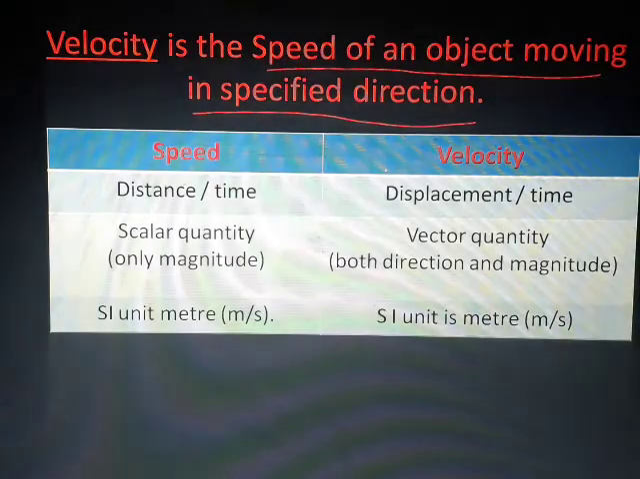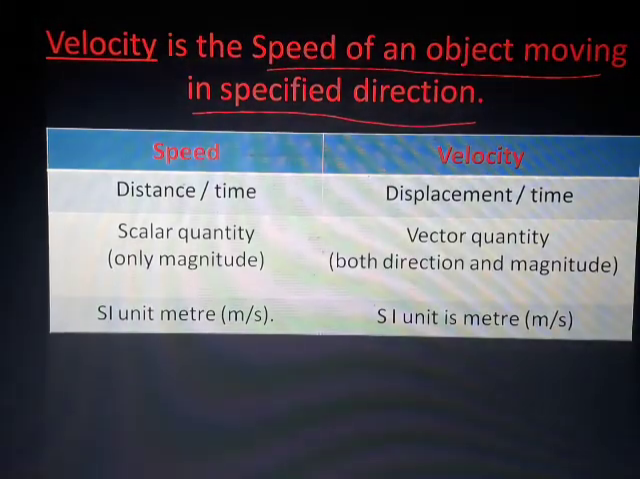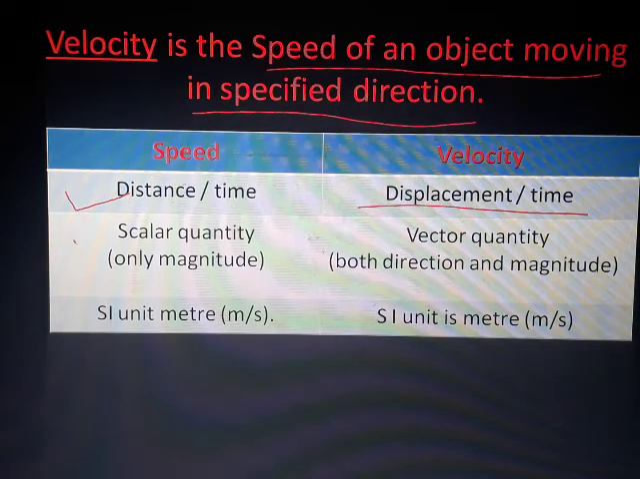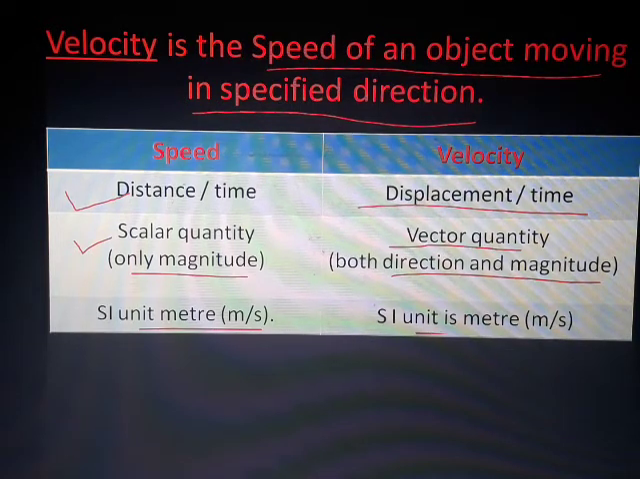So like distance and displacement, you can write here the difference between speed and velocity. First and foremost, speed is distance divided by time, whereas velocity is displacement divided by time. Then, speed is a scalar quantity, only magnitude you have here, whereas velocity is a vector quantity, you have both direction and magnitude. The SI unit of both is the same, the only difference is one has direction, one does not.